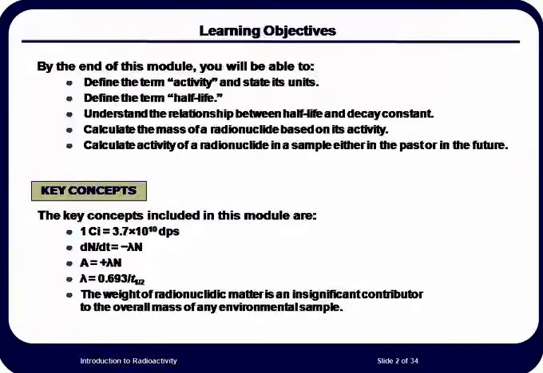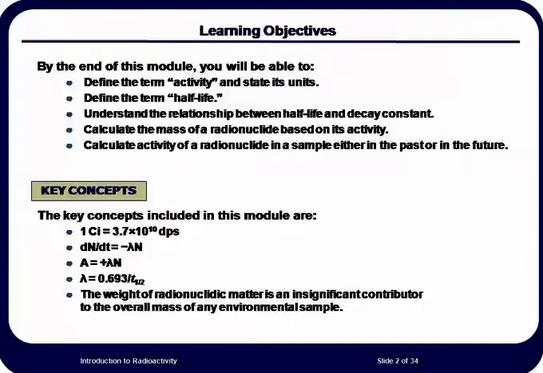The learning objectives for this module are: define the term activity and state the units for it. Define the term half-life. Understand the relationship between half-life and decay constant. Calculate the mass of a radionuclide based on its activity. Calculate the activity of a radionuclide in a sample either in the past or in the future.